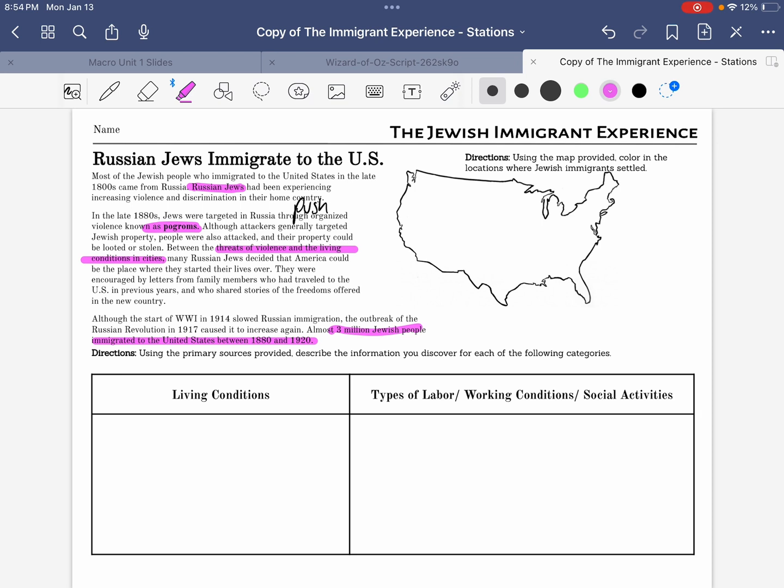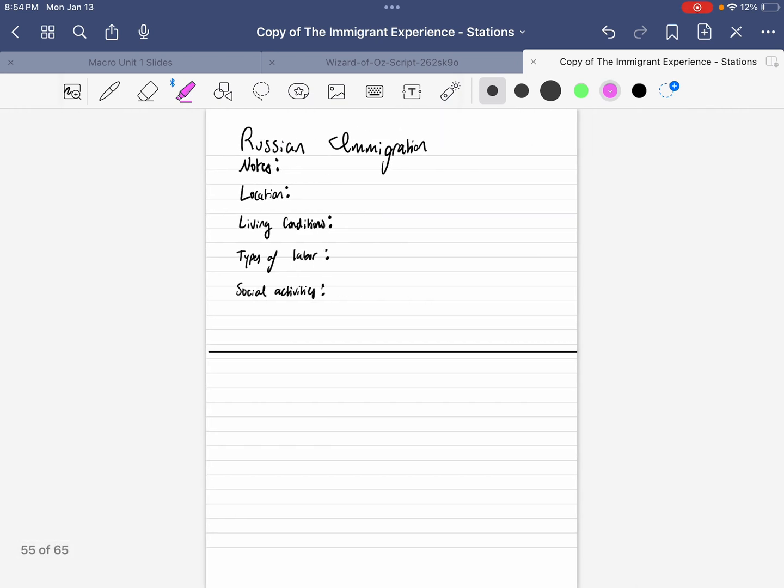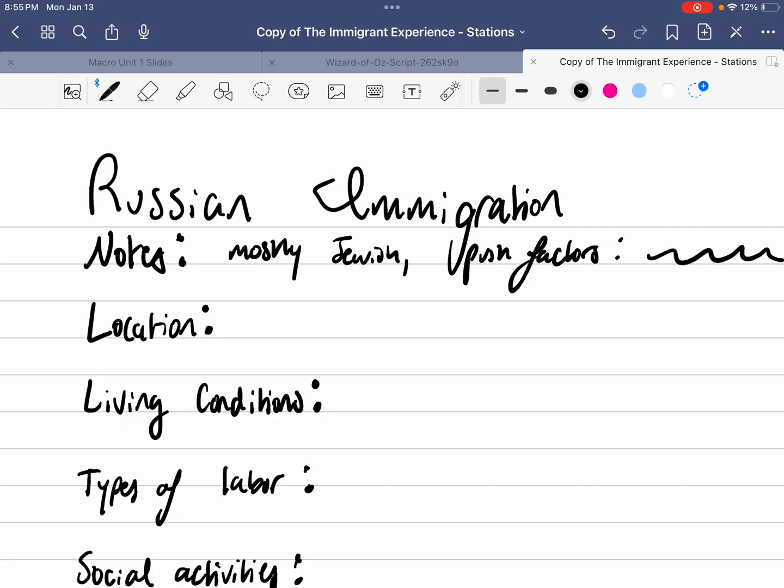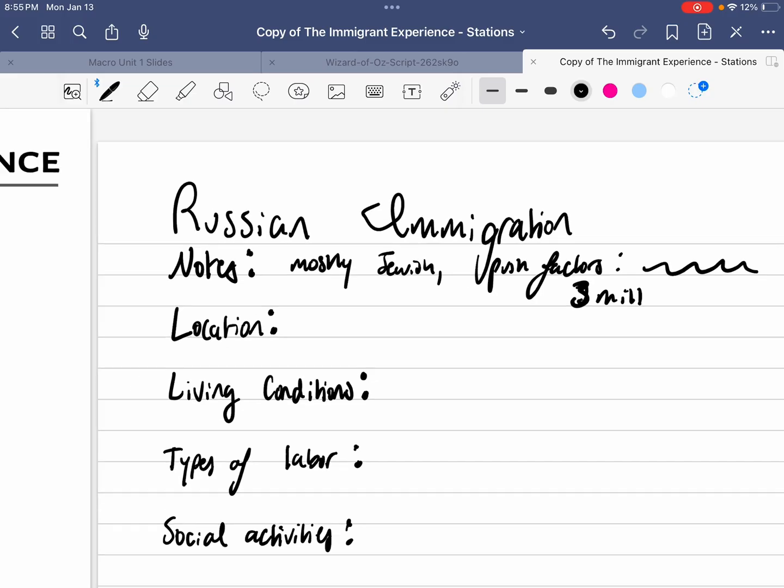So I've just highlighted the important things. If you don't have this printed, then you would just read it on the slide and then come over here and write those things. I'm going to write mostly Jewish, and I would write all the push factors that led them here. Then I'd write that roughly 3 million came. Wow, look at that 3. That was great. So that's where I would start.